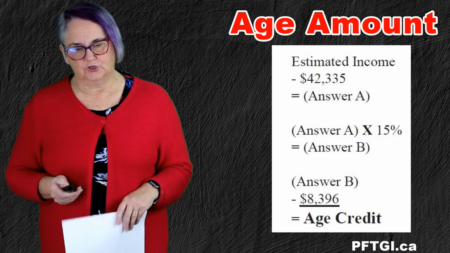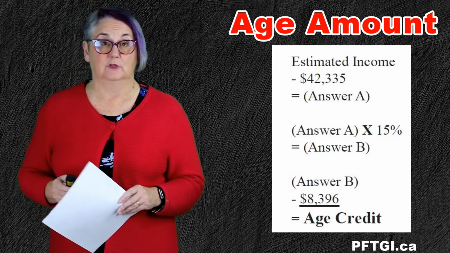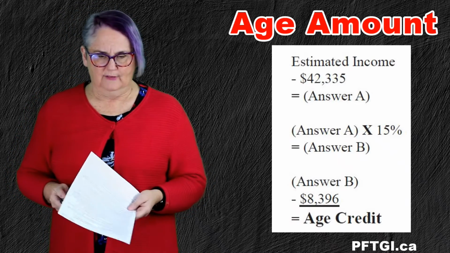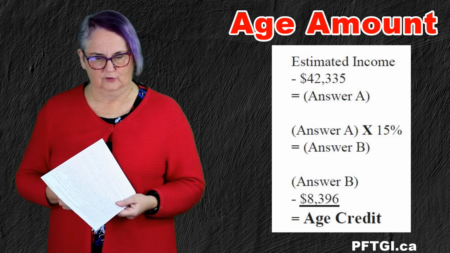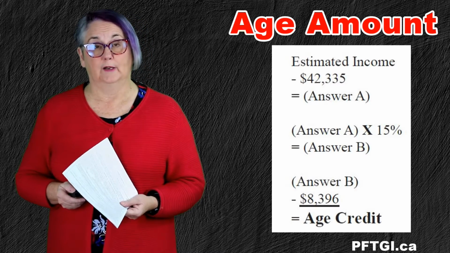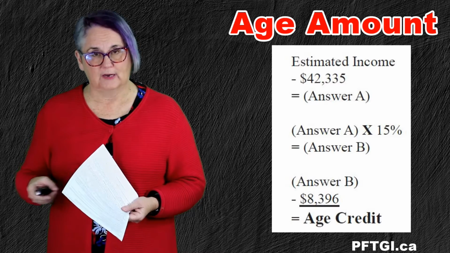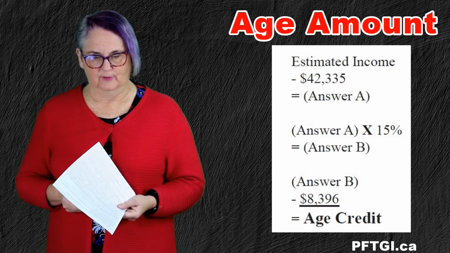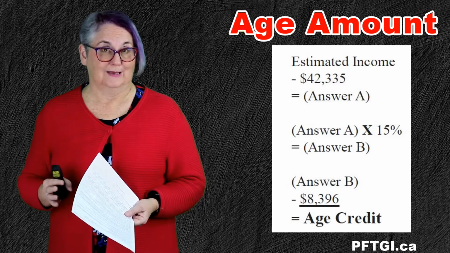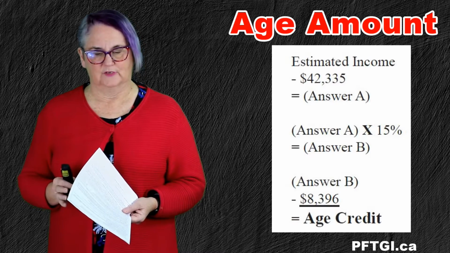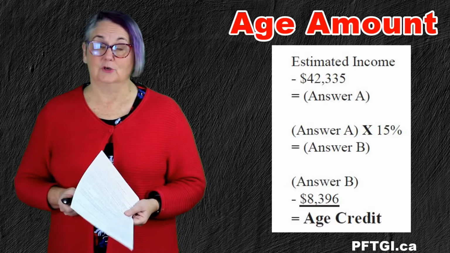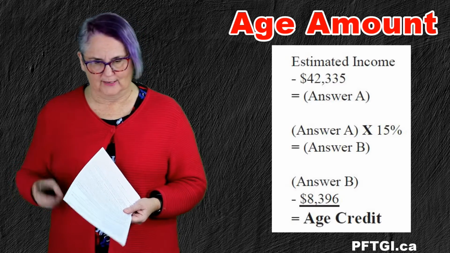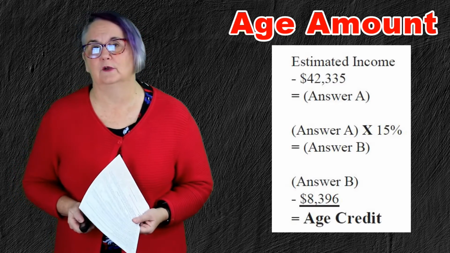A couple of things on the worksheet. The age amount. For those of you that are over 65, the way that works is the limit this year is $42,335. You take your income, predicted, subtract the $42,335 from it. You multiply whatever you get when you do that subtraction by 15% and subtract it from $8,396. The worksheet's easier to follow. You just fill in the blanks. And whatever number you get there is your age credit.